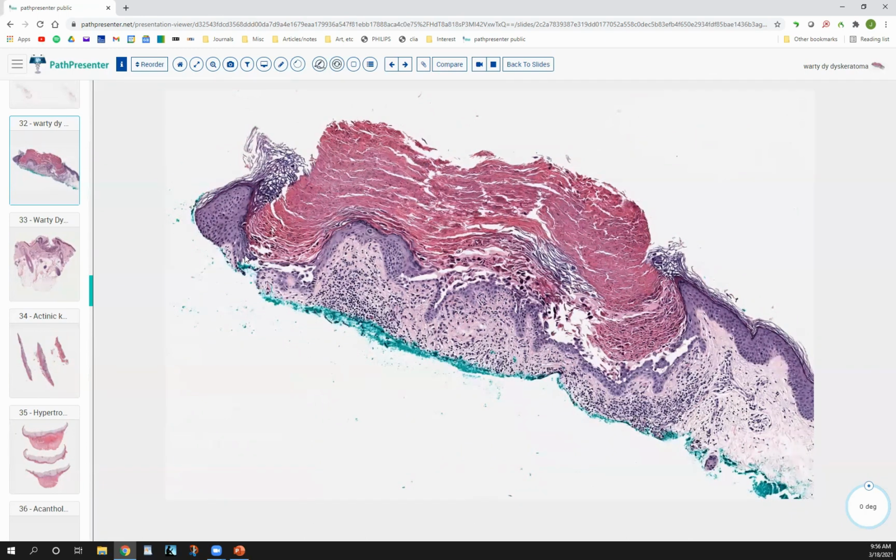It looks like it's right in the center. It basically occupies the entire biopsy. So in this case, it's probably what they were seeing. And of course, you do get the history, and this is a solitary lesion. So this is what we can call a warty dyskeratoma.